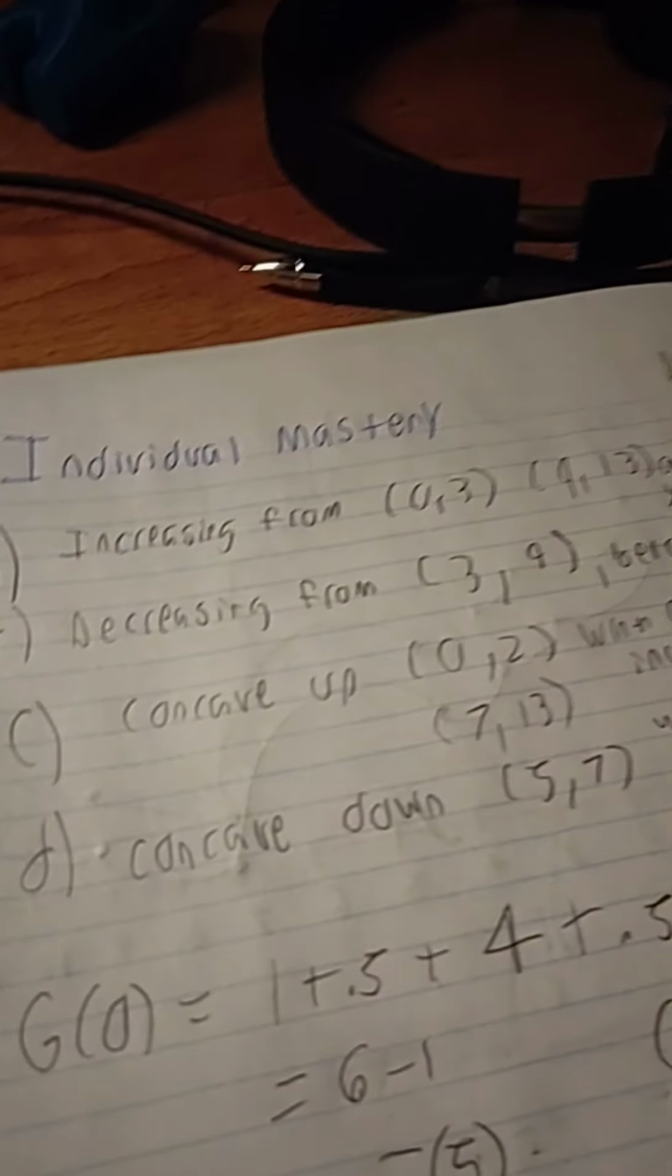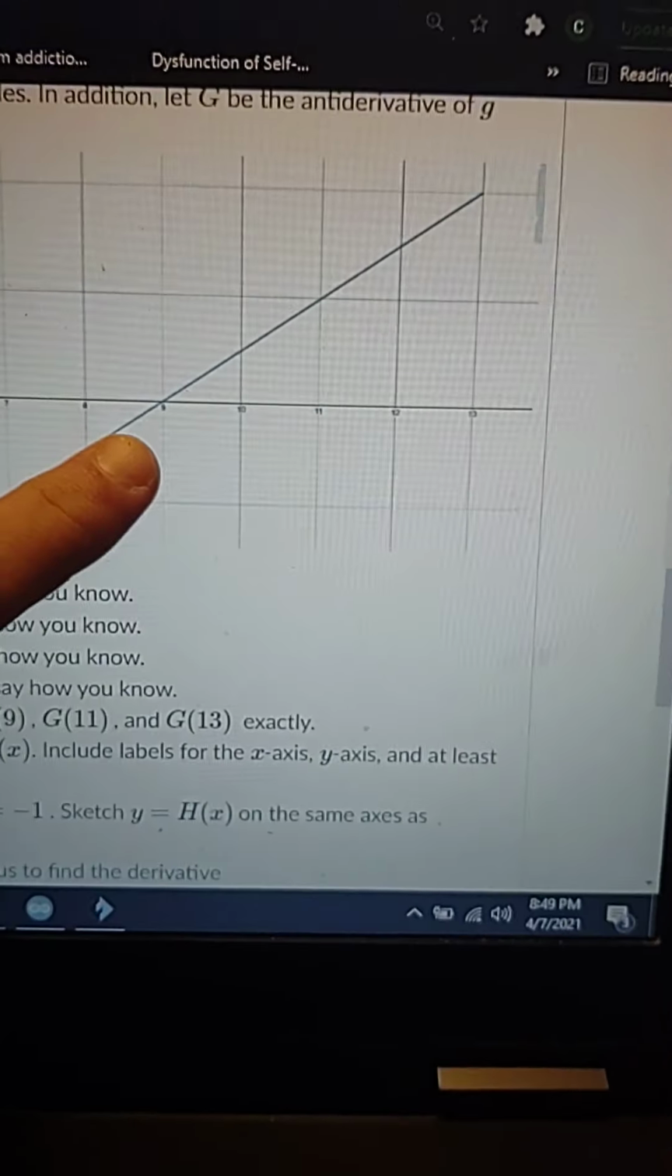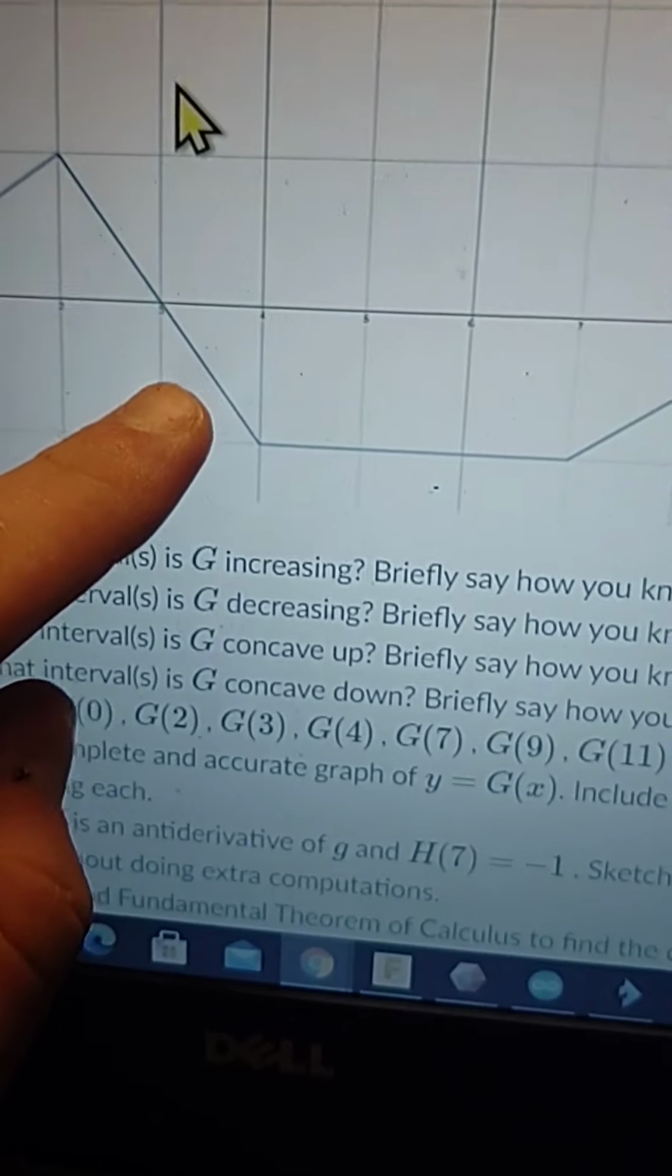Okay, so we're gonna go over the individual mastery. It's increasing from 0 to 3 and 9 to 13, because it is above the x-axis. And it is decreasing from 3 to 9, below the x-axis.